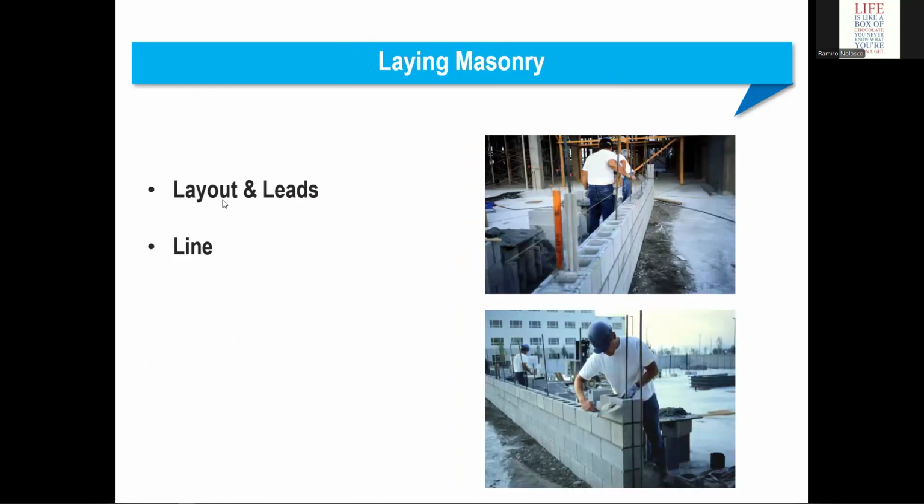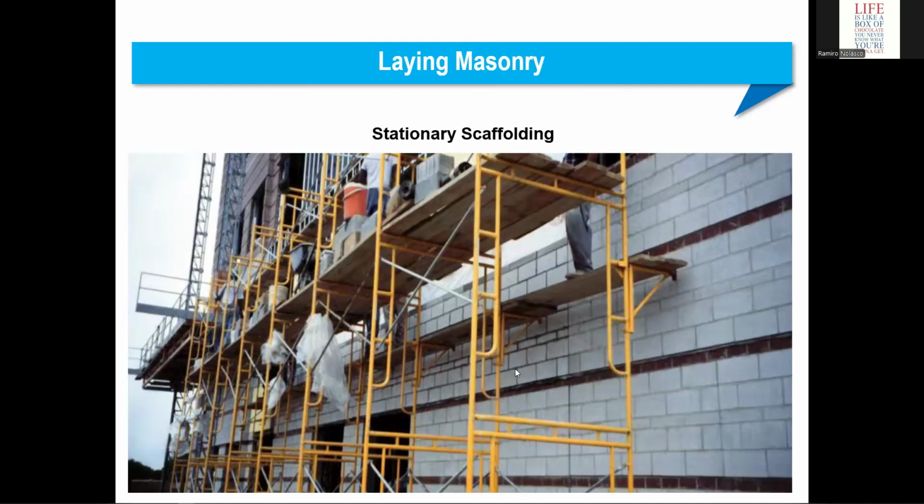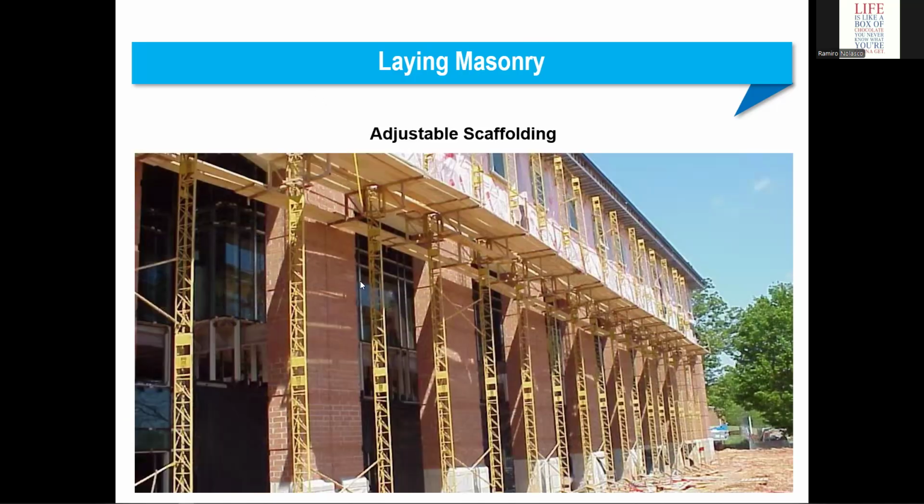Okay, so layout and leads and lines to construct a CMU wall. Now there are stationary scaffolding. So to go higher, you need to maybe place the planks lower, okay, or higher so you can stack this up, or it could be adjustable scaffolding.